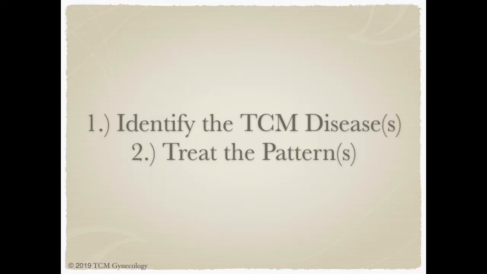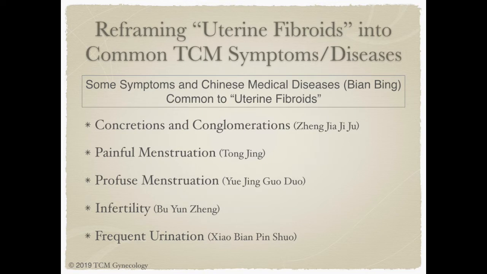While it is interesting to know that there is a diagnosis of uterine fibroid, for us in Chinese medicine, we have very specific criteria for identifying the pattern, identifying the Chinese medical disease, and then moving forward with treatment. So let's look at a few of those. The first step toward diagnosis in Chinese medicine is to reframe the Western disease diagnosis of uterine fibroid into what we commonly see in Chinese medicine as far as symptoms. So Chinese medical diseases, bianbing, is where we need to begin our process.